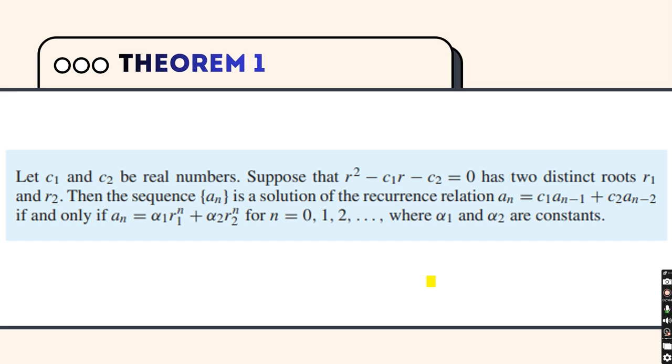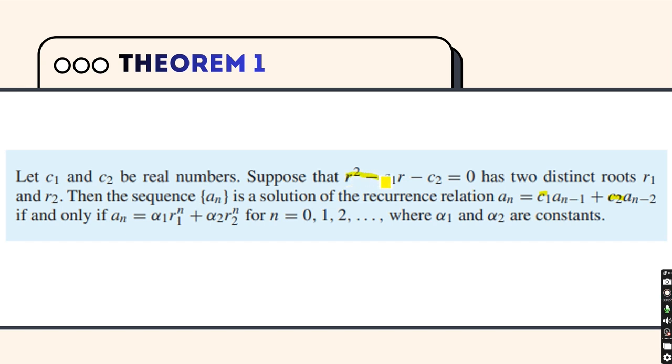It states that suppose you have a recurrence relation a_n equals c1 a_(n-1) plus c2 a_(n-2). This means that each term a_n is made by combining the previous term and the term before that. And then we use the weights c1 and c2. Now the theorem says something important.